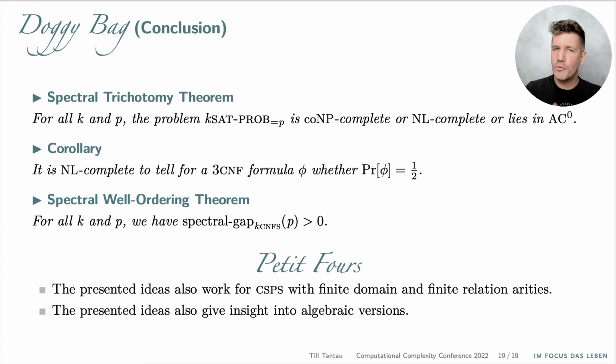And perhaps a final petit four, something sweet to eat. Certainly you can look beyond this, and for instance, you can also look at constraint satisfaction problems with finite domains and finite arities, and it turns out all of this stuff also works. And you can also, for instance, look at the algebraic setting, and there it turns out that at least you get some new insights, namely whenever things are well ordered, where the spectral gaps are available, then these ideas can also give you new insights and new results there.